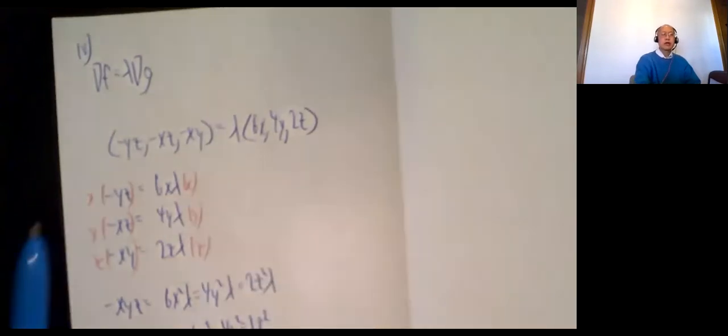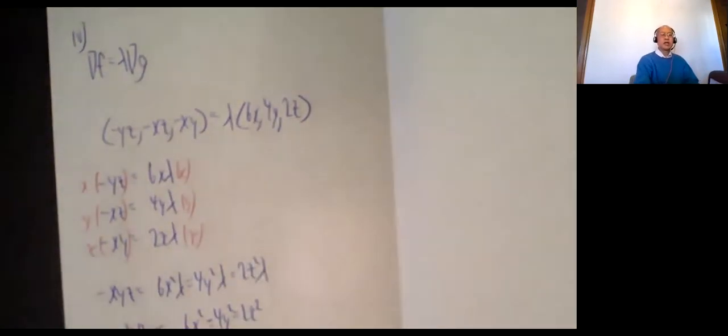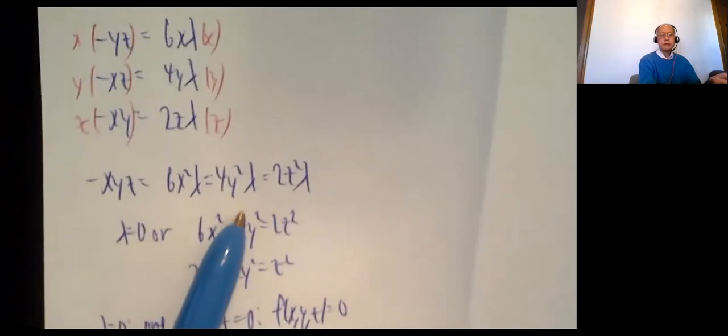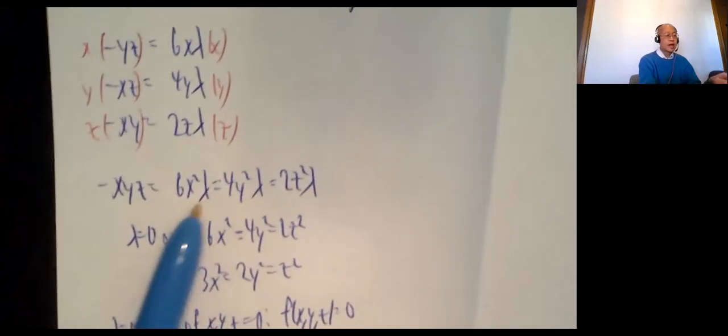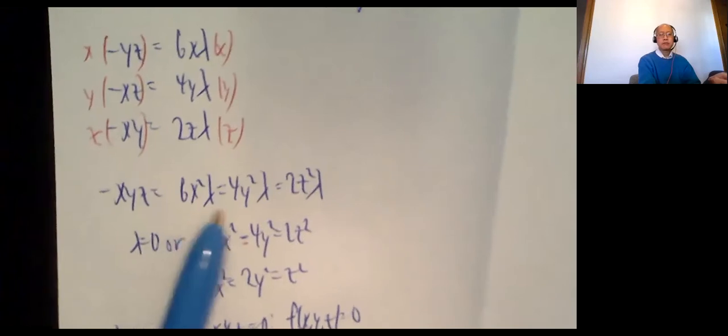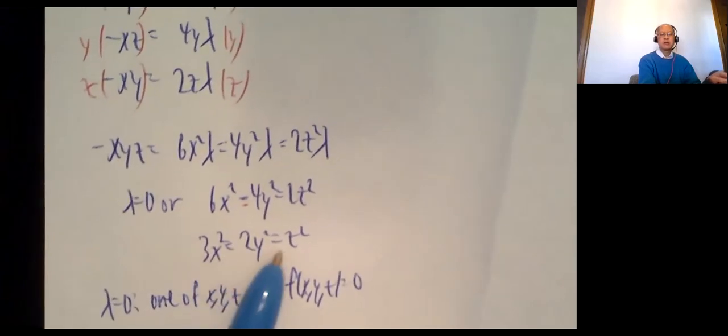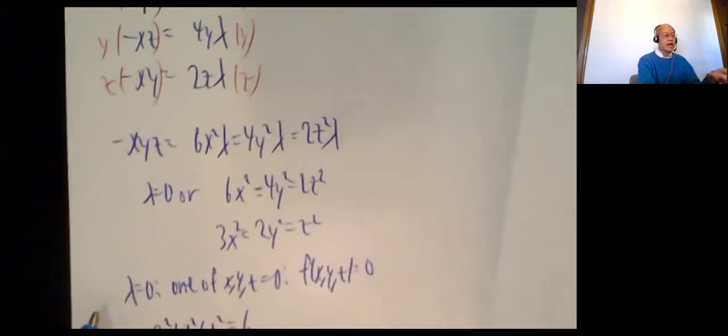And a nice trick is to multiply both sides of this by x, this one by y, this one by z. That way, all three of these are negative XYZ, which now forces these all to be equal. Okay, so how can that happen? Well, lambda can be 0, or 6x squared equals 4y squared equals 2z squared, or 3x squared equals 2y squared equals z squared. Now, if lambda equals 0, look at these equations. That forces either x, y, or z to be 0, which means f of x, y, z is 0.